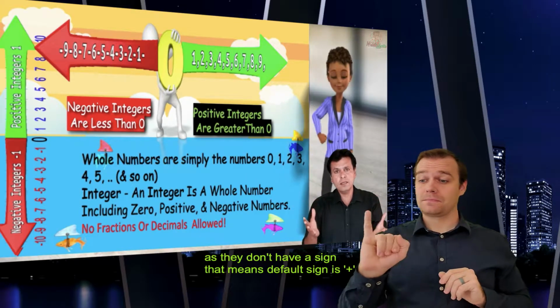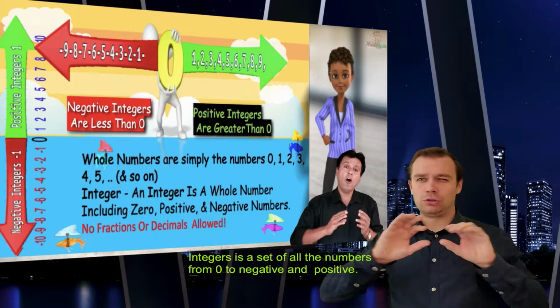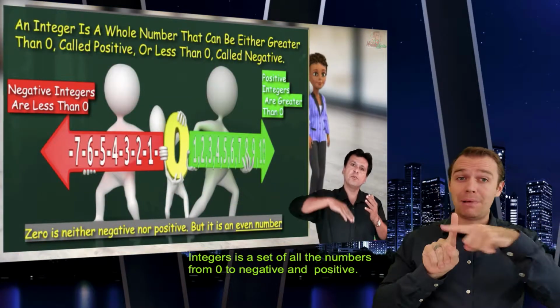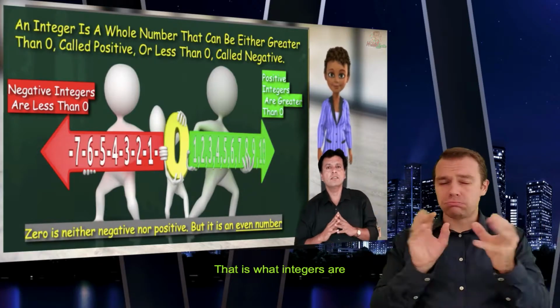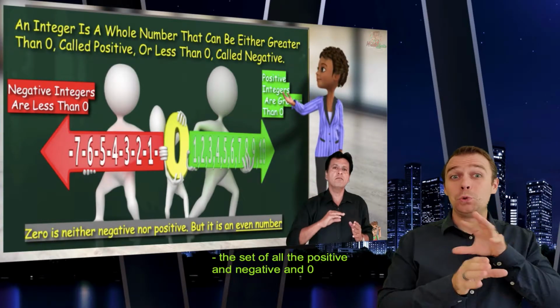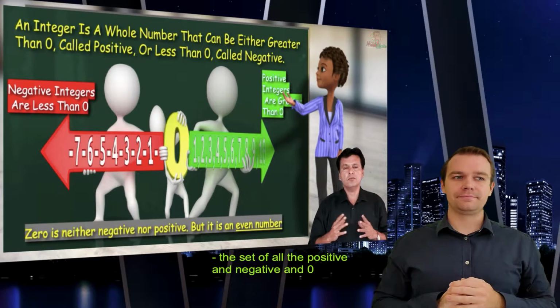And integers is a set of all the numbers from 0 to negative to positive. That is what integers are: the set of all the positive and negative and 0 numbers. You can see everything behind.